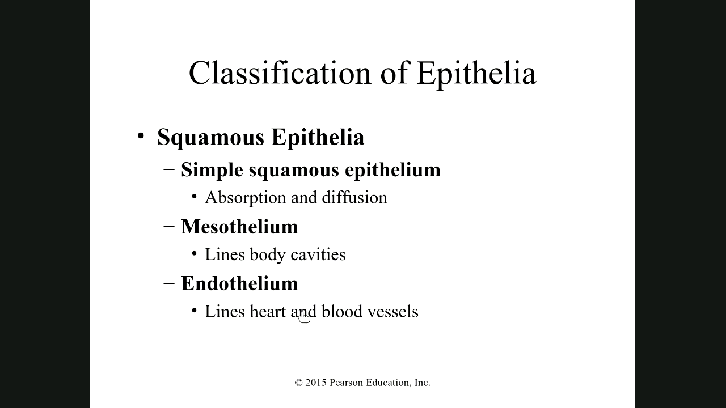Now, simple squamous in the case of the lung is for diffusion. Diffusion is like, say, oxygen in inhalation or release. The blood vessel is also, oxygen and nutrients can also diffuse through this simple squamous epithelium. Mesothelium is the lining of the body cavity. That's the name, the meso. Meso means middle.